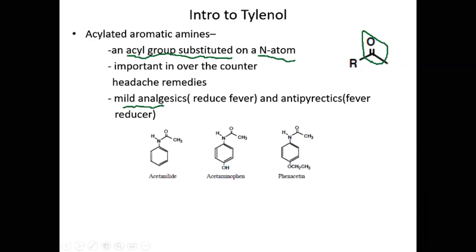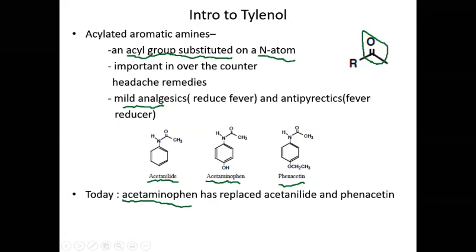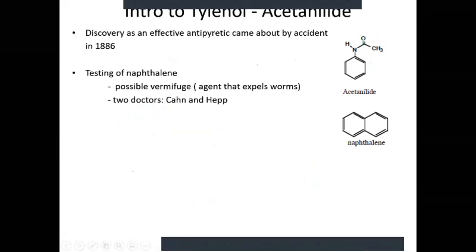And so in the story of Tylenol, we have to talk about 3 different amides. So in the history of Tylenol, we got to talk about acetylamide, acetaminophen, and phenacetin. All of these 3 compounds play a part in the history of Tylenol. So the most common one used today is, of course, acetaminophen. So let's talk a little bit about the history of Tylenol.